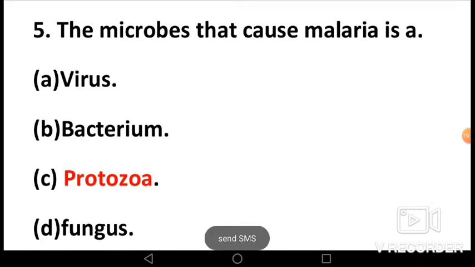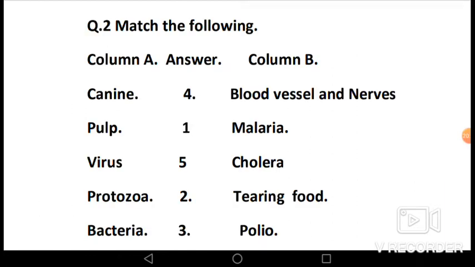Fifth is, the microbes that cause malaria. Is option A virus, option B bacterium, option C protozoa, and option D fungus? The answer is protozoa, because protozoa is a harmful microbe which causes diseases such as food poisoning and malaria. Now let's see match the following.